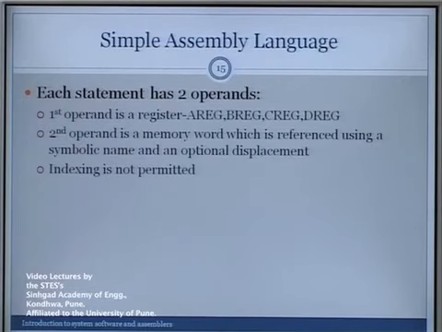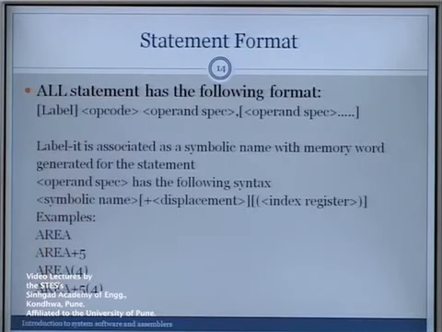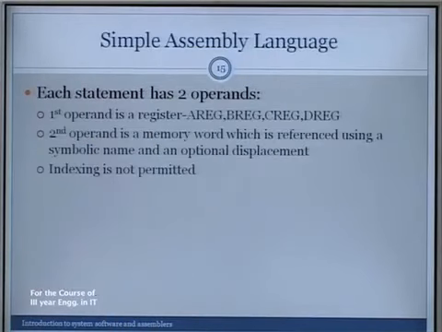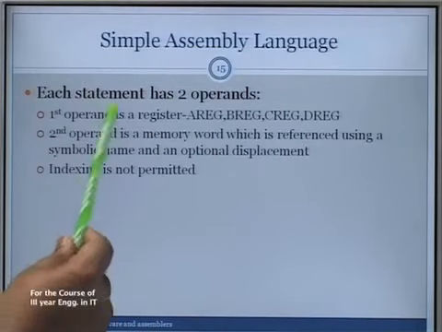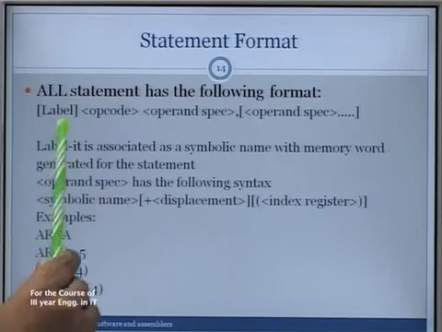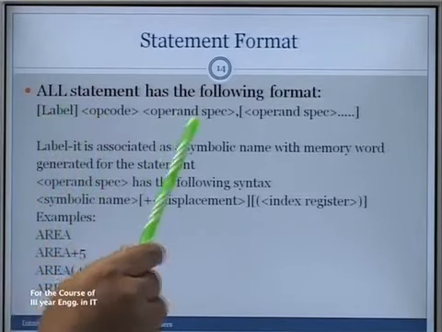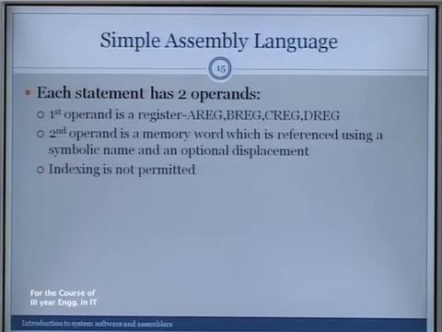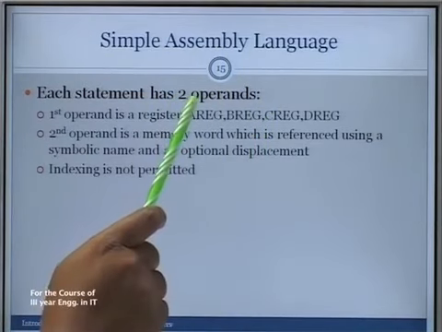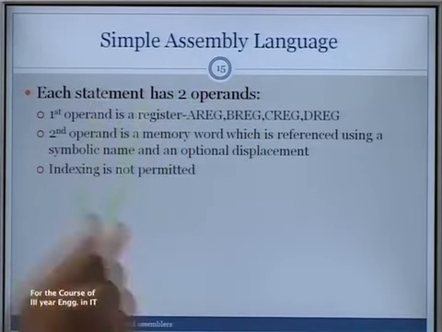For our purpose, we use a simple assembly level language. This assembly level language happens to have the following format. This is a general format of an assembly level language statement. Here in this statement, there will be two operands. There would be a label which is optional, there would be an opcode, but here in place of operand specification, we are going to have two operands, and the first operand would always be a register.